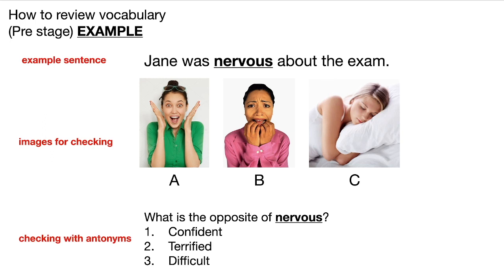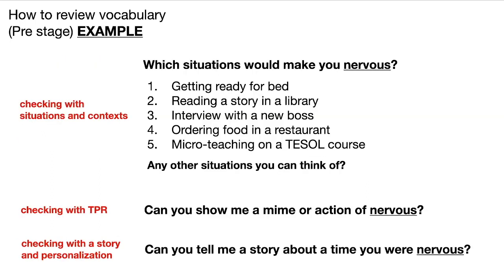And now checking with antonyms. What is the opposite of nervous? Number 1, confident. Number 2, terrified. Number 3, difficult. What is the opposite? Okay, the answer is confident. Okay, this is just a quick example. You can see nervous, we have the example sentence, we have pictures, and we have antonyms. So, a variety of different ways of teaching vocabulary.